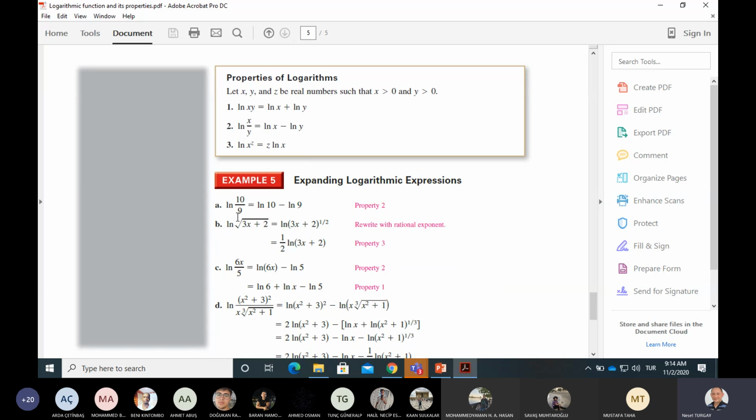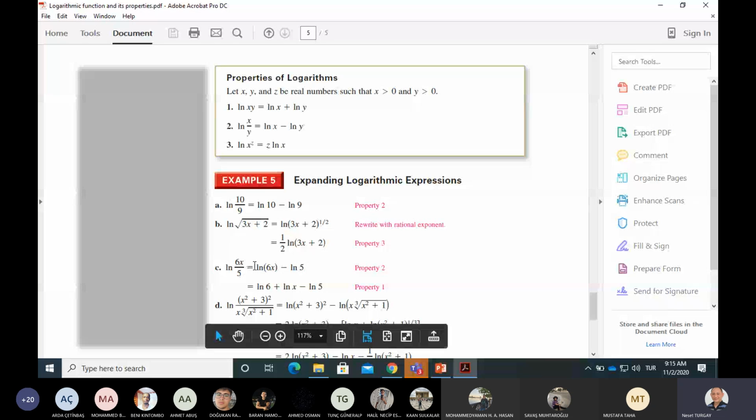So for example, look at here. Ln 10 over 9. You are using this one. This means ln 10 minus ln 9. Here, for example, ln of this, you can rewrite like ln of 3x plus 2 to the power 1 over 2. This rule says that you can take this power to the front. So this is equal to 1 over 2 times ln of 3x plus 2. But my friends, we are not doing derivative, okay?